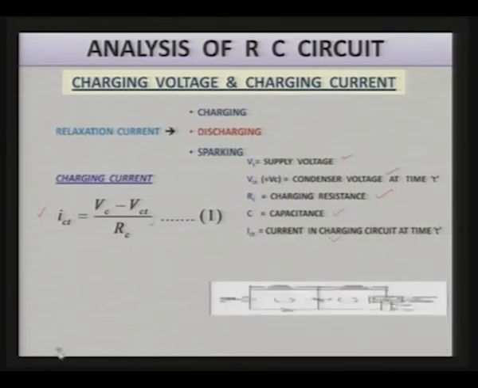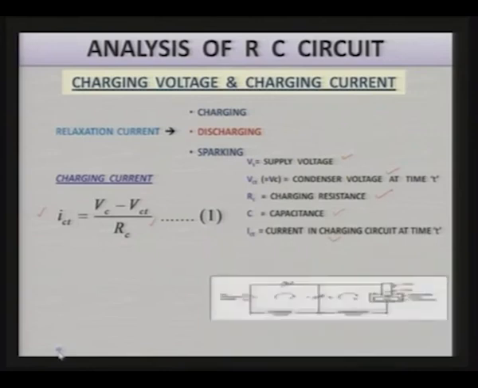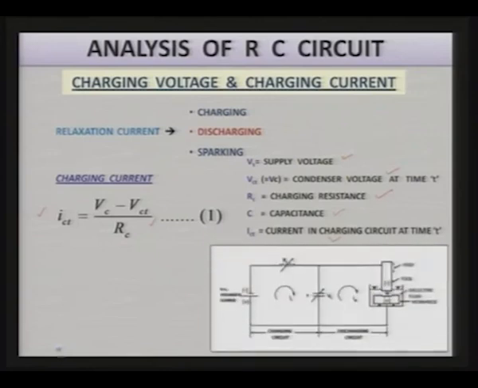You can clearly see in this particular diagram that there is a supply voltage here, DC supply voltage V 0 or V s, here it is written as V s, and here is the R c, that is the charging resistance, and here is the condenser C, where you can calculate the voltage across the condenser at any time t, and it is represented by V c t. Here it is just written V c.